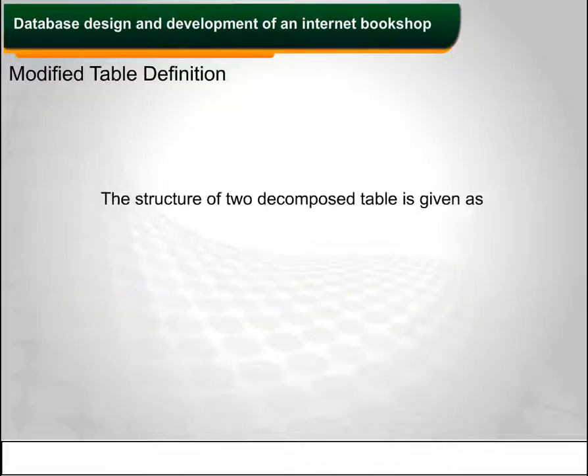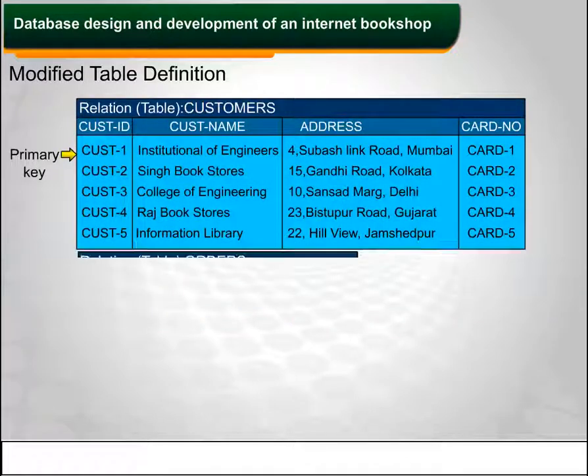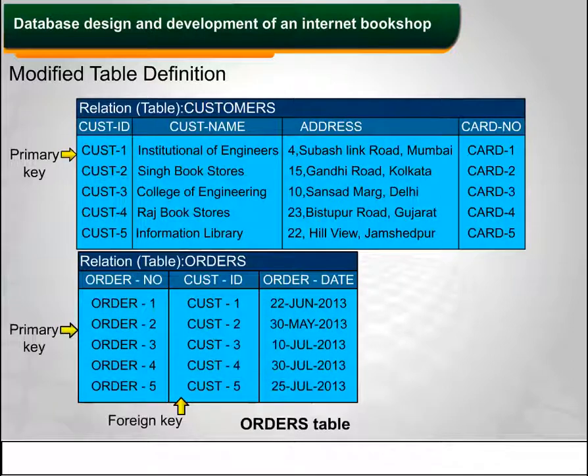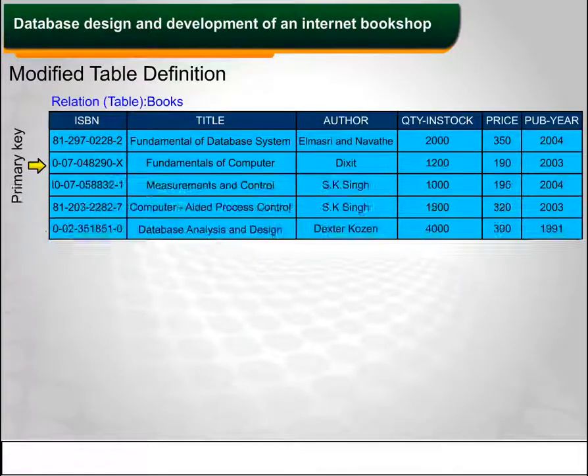The structure of the two decomposed tables is given as orders table, order list.